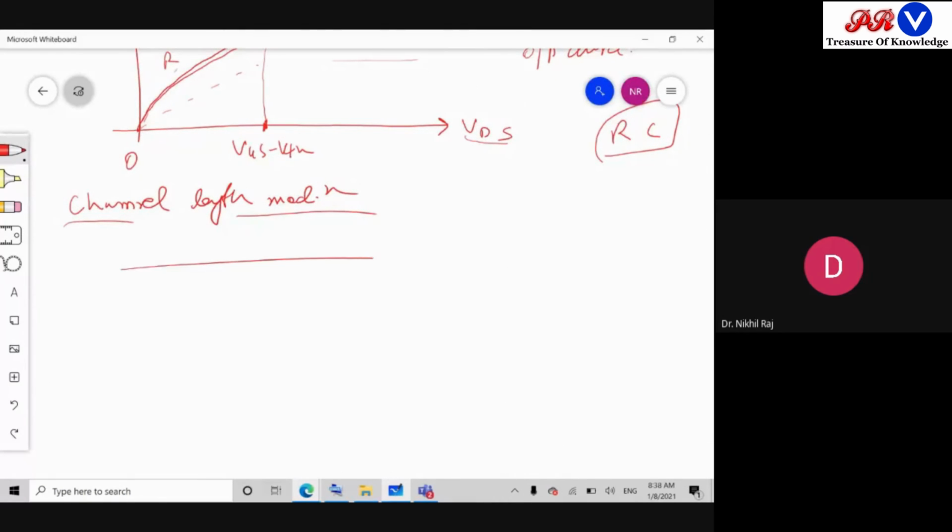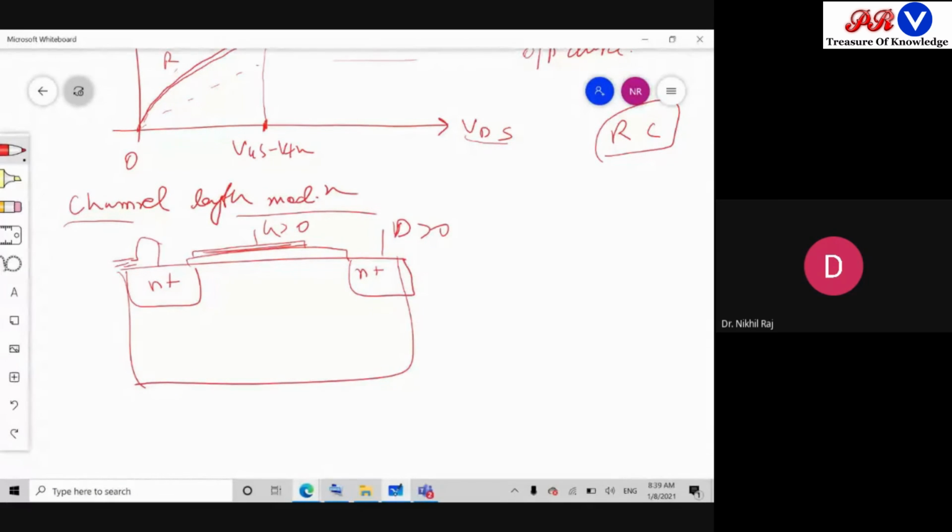So what happens actually, this is the MOSFET, N plus, and this is your gate, drain greater than 0, gate greater than 0, source is grounded, and this is the point. So here what happens, previously there was a channel like this, then slowly the drain voltage increased.